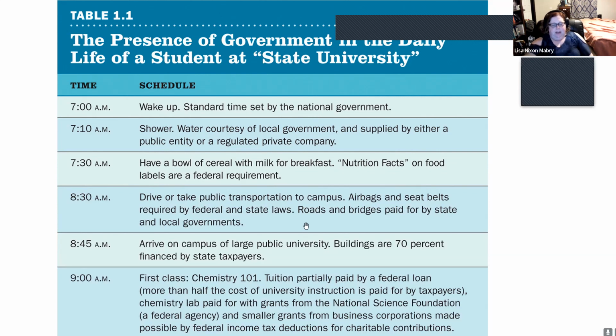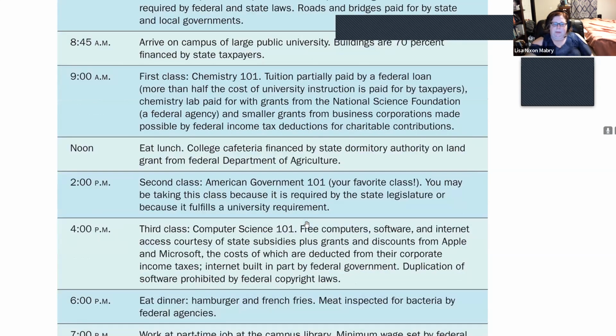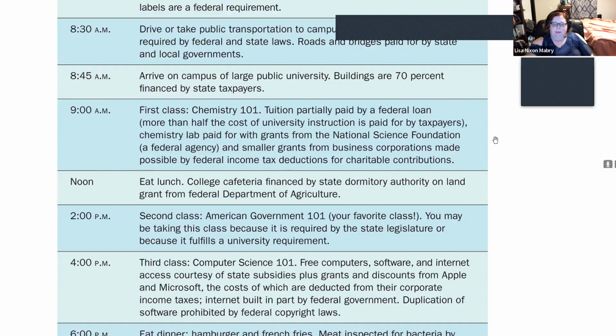So arriving on campus for a public university, buildings are 70% financed by state taxpayers, not to mention that public universities are governed in a way that private universities are not. Your class tuition is partially paid for, say, with a federal loan, right? If you're not cutting a check, if you've got a loan or you've got financial aid of some kind, you've got grants, all of those things are through taxpayer dollars, tax deductions. It's all federally regulated.